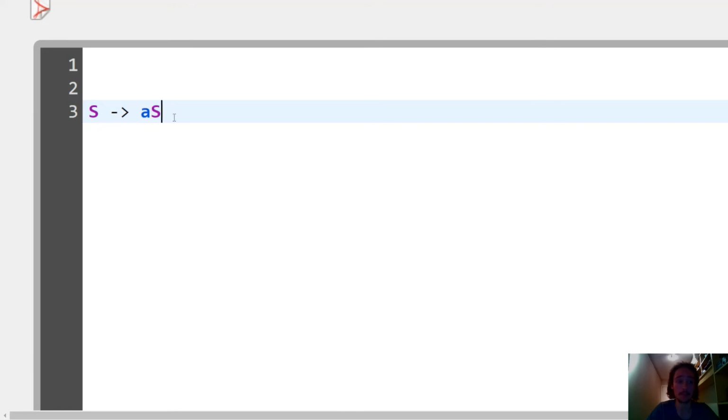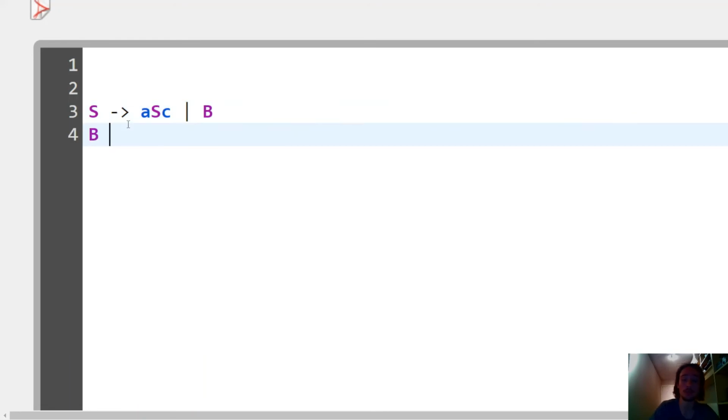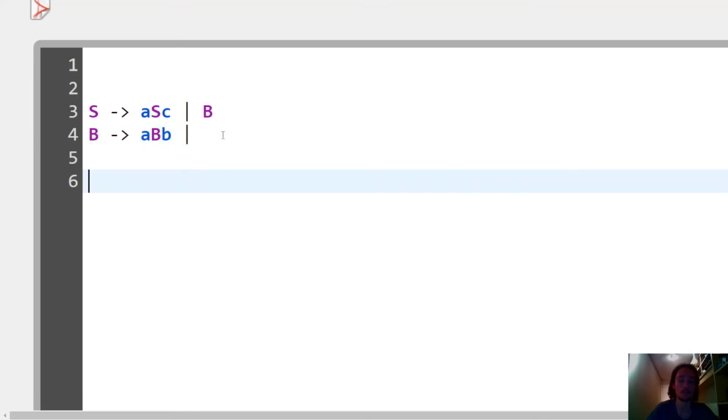From S, we can keep generating the A's and the C's, or we can just go to B. And from B, we can just generate the A's and the B's, or we can have only the empty word. So it is important to also notice that you can have something like this. Just consider the word W to be A, B, B, B. Now, what is up with this word?